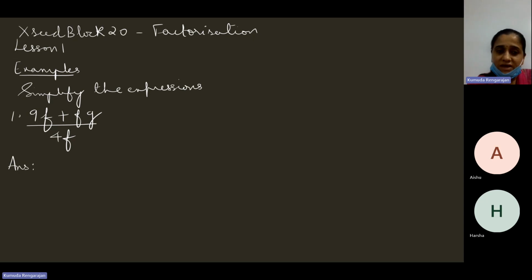So 9f has f in it. fg has f in it. So f is the common factor. So take out f in the numerator.